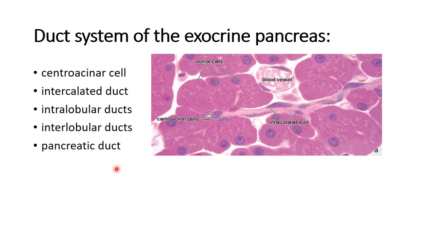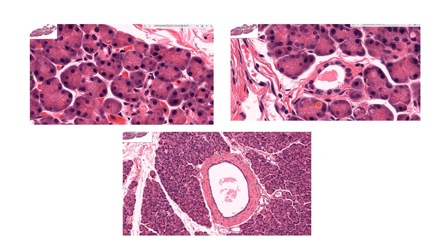The duct system of the exocrine pancreas starts with the centroacinar cell, and then the intercalated duct. The intercalated ducts merge together forming an intralobular duct, which merge together forming an interlobular duct, and these interlobular ducts will merge together forming the main pancreatic duct.